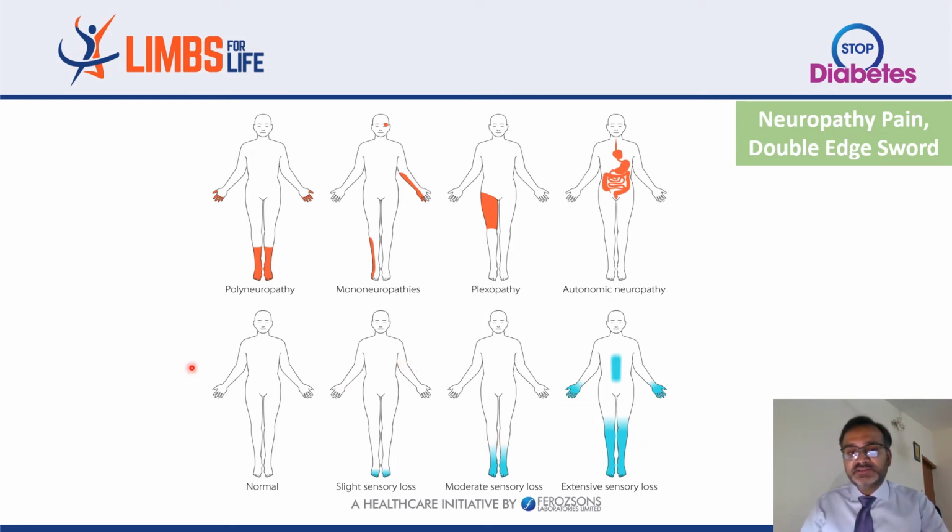So sensory loss, you can see in this diagram mild, moderate, severe sensory loss. These are the areas commonly affected by sensory loss, and the patient can present with this type of sensory loss in sensory neuropathy. So here, these are the areas to be looked for.